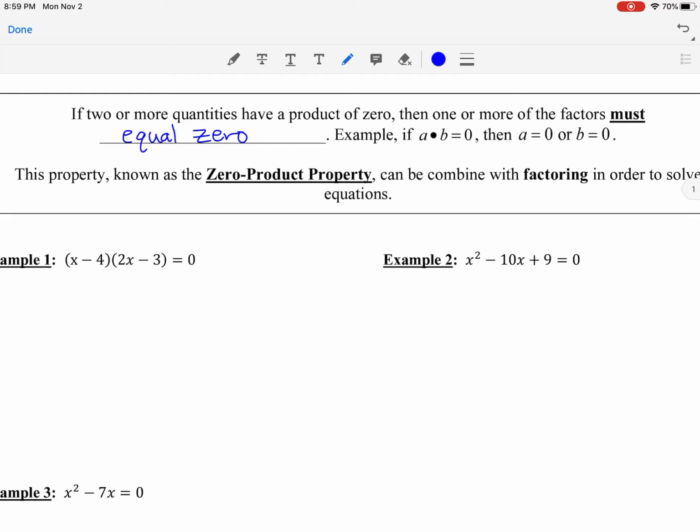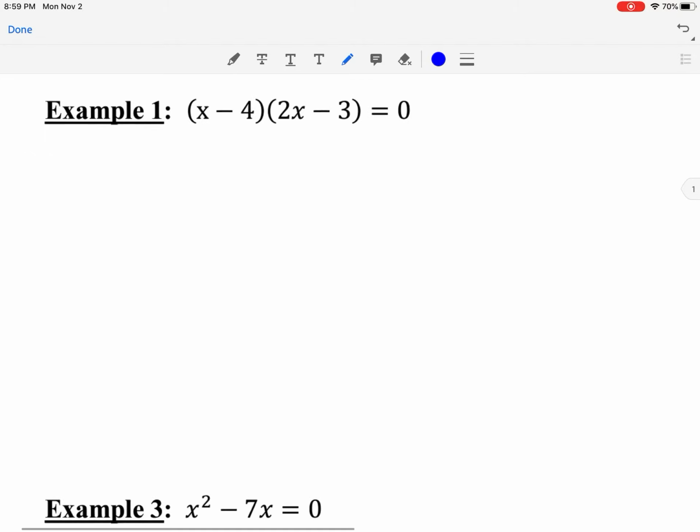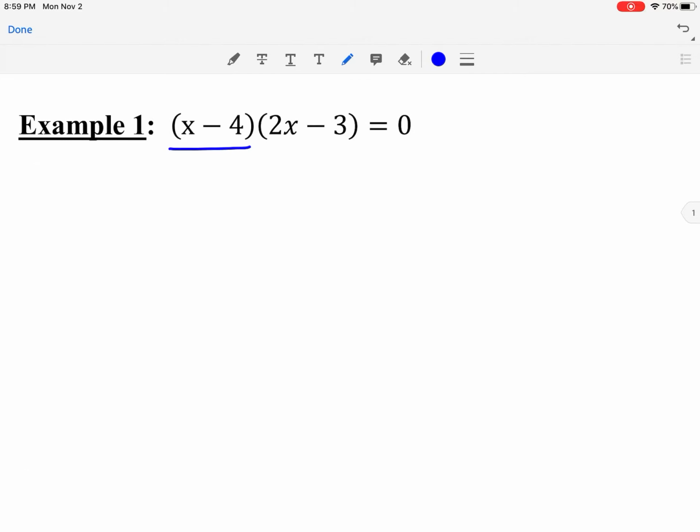And we are going to combine it with factoring in order to help us solve quadratic equations. So, for example, this one has already been factored. So I have this times this. So I have two quantities being multiplied that equal 0. So if we use that zero product property that we just talked about, I guess we knew that it was true already. We just hadn't written it down as a property before. Either x minus 4 equals 0 or 2x minus 3 equals 0. One of those has to be 0 in order for this to be true, since it is equal to 0.